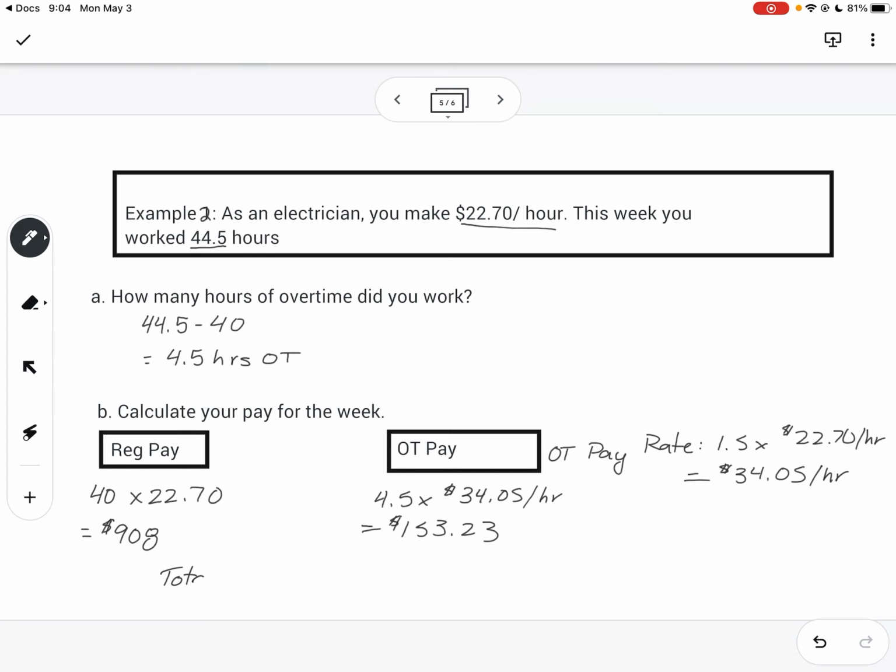So my total pay is going to be those two numbers added together, 908 plus 153.23, which gives me a total of $1,061.23.